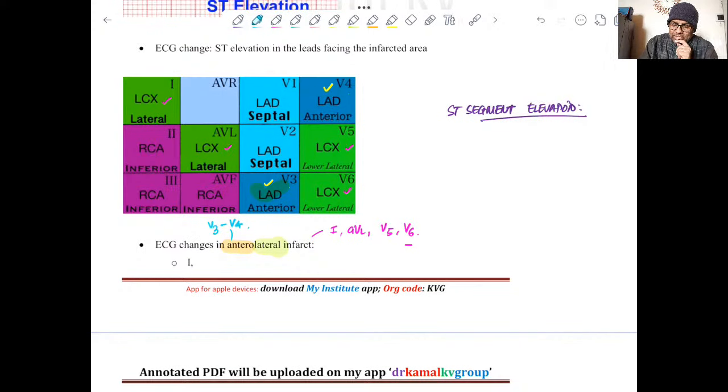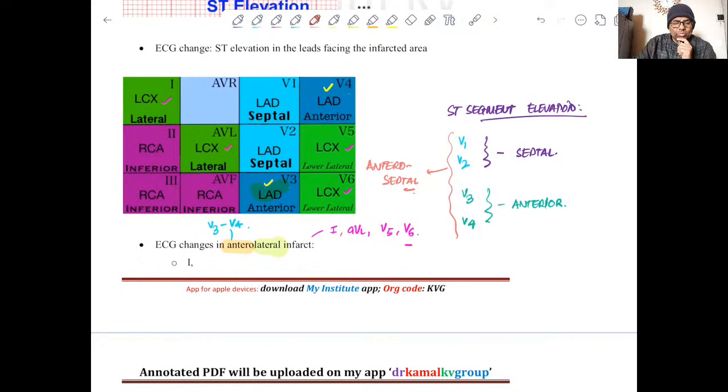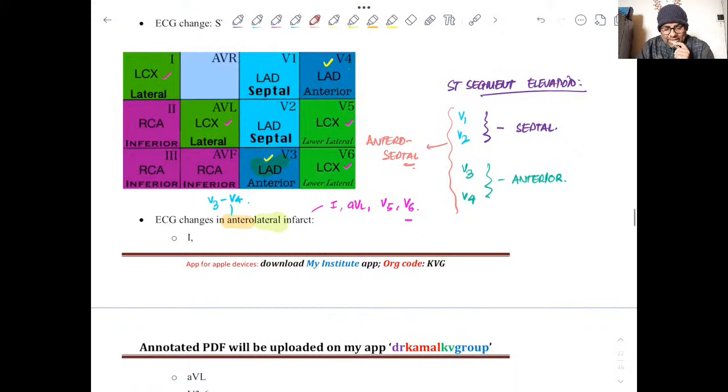So suppose if there is ST segment elevation in V1, V2, now you will simply call it septal MI. Apart from this, if there is involvement of V3 and V4 as well, then this is anterior, and if you find it in all four, then your answer will be inclusive, so it will become anteroseptal. Got my point? So this is how you need to read all the 12 leads, look for ST segment elevation.